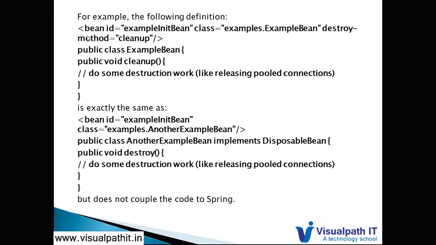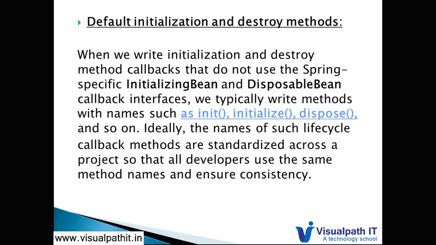So what we do is we go ahead with this. That is, bean id is equal to exampleInitBean, class name, destroy-method is equal to cleanup, here public void cleanup. So here it will release all the pooled connections and everything will be cleaned up. So this is what is expected. Though this is present, usually its usage is not recommended for specific purposes as it tightly couples the code to Spring.